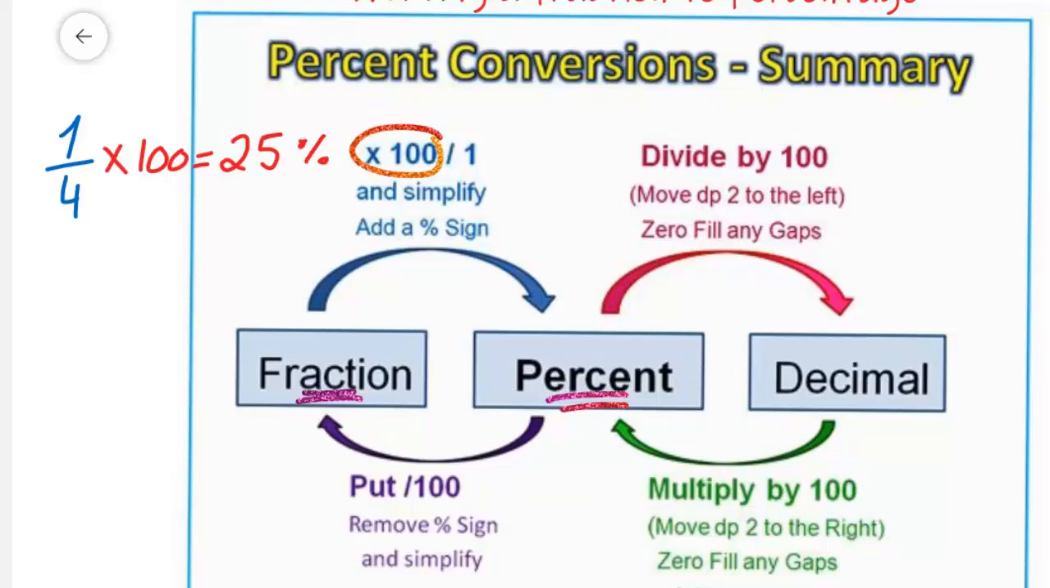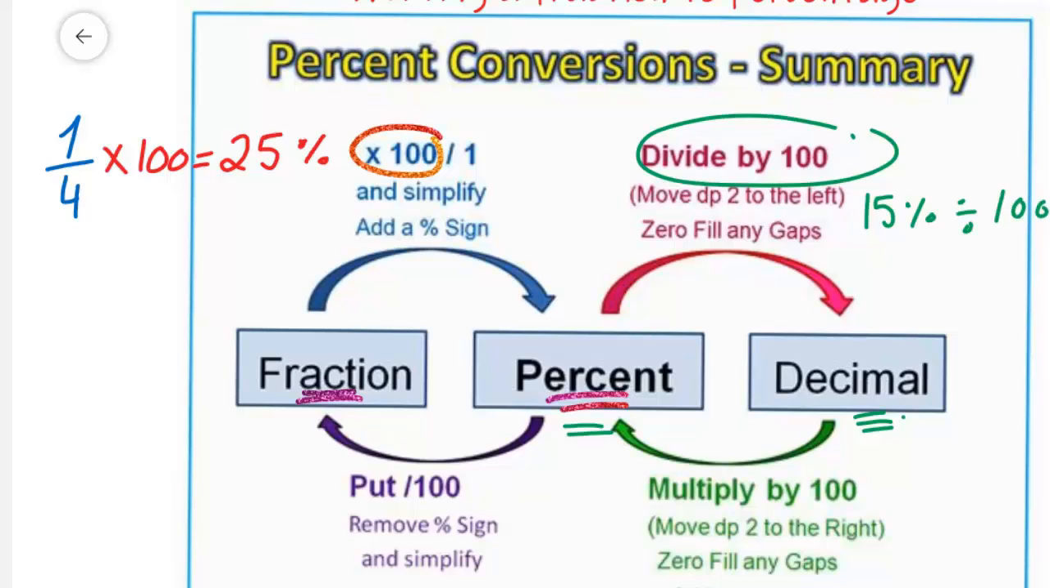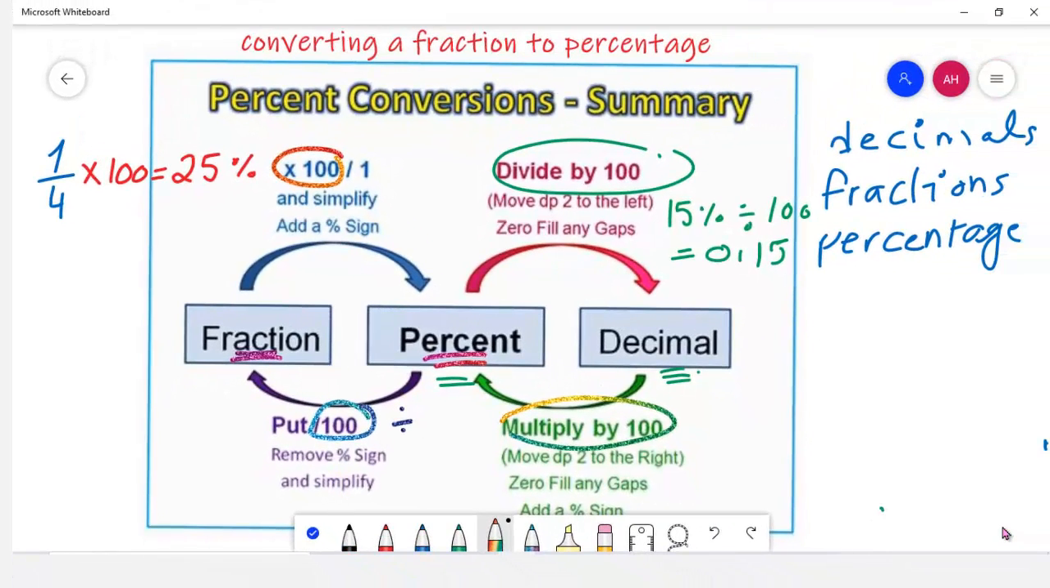But what about if I want to change a percentage to decimal number? Simply go and divide by 100. For example, if I have here 15%, and I want to find it in the form of a decimal number, then divide by 100, and you will have an answer of 0.15. If I have a decimal and I want it in the form of a percent, I am going to multiply by 100. And if I have a percent and I want it as a fraction, I'm going to put this percent divided by 100.